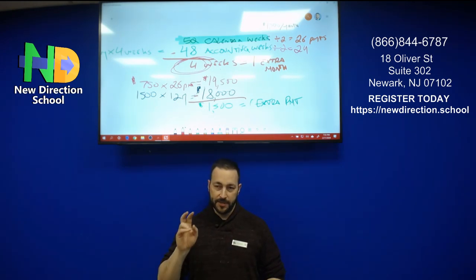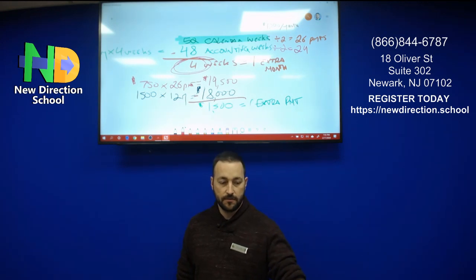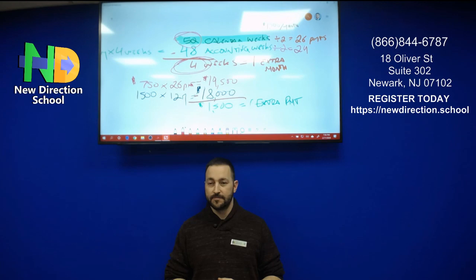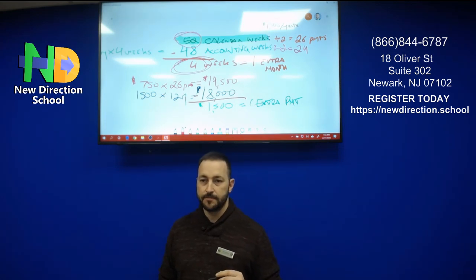Now let's go back. You get paid bi-weekly. How many weeks do we have in the year? Calendar weeks, that's what I'm trying to get at. 52. Yeah, there's a total of 52 calendar weeks. If you get paid bi-weekly, divide that by 2. How many do you have? 52 divided by 2 is 26.